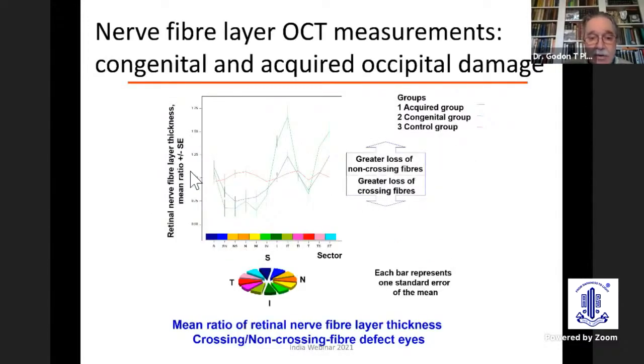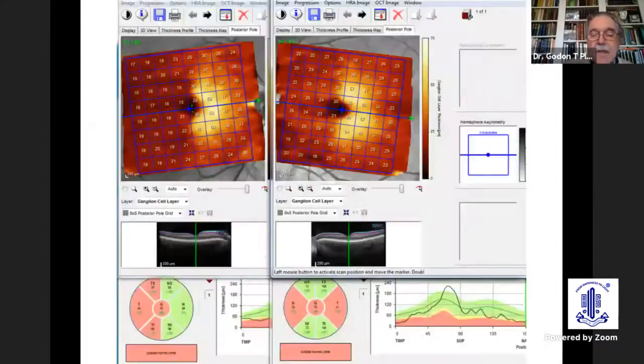So what you get now is for the controls, you get a ratio of 1 because there's no difference between the two eyes. And now you can see where we have greater loss of non-crossing fibers and greater loss of crossing fibers. So this is now more detail in the familiar band atrophy. You can see that it really is the nasal part of the disc that has the greatest proportion of crossing fibers.